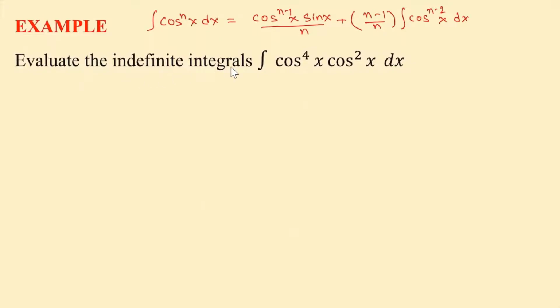Example: evaluate the indefinite integral, integration of cosine raised to 4 x times cosine squared x dx. This is the product of two cosines. Because they have the same base, we can just add the powers. So this will be equal to the integration of cosine raised to 6 x dx. Cosine raised to 4 times cosine squared x is cosine raised to 6 x.